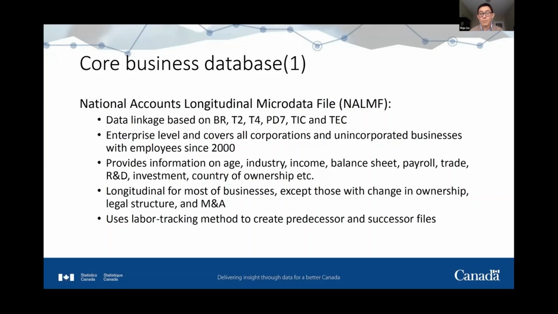It is longitudinal for most businesses, of course. There are some scenarios where we do see the ID change, for example when the ownership changes, or the legal structure changes, or there is merger and acquisition activity. So far we have been using a labor tracking method, basically looking at the employment before and after the change to create a predecessor and successor file for every pair every year, to try to track the business over time.